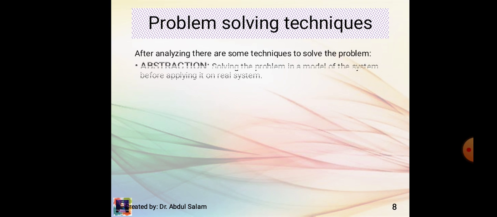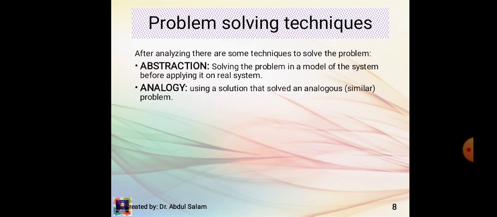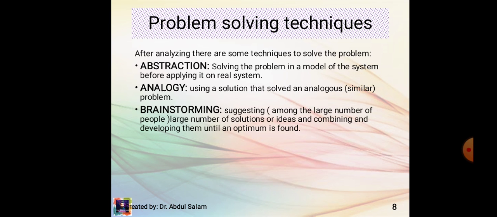Problem solving techniques. After analyzing, there are some techniques to solve the problem. First of all, abstraction. Solving the problem in a model of the system before applying it on the real system. Then, analogy. Using a solution that solved an analogous similar problem. Brainstorming. Among a large number of people, a large number of solutions or ideas are combined and developed until an optimum is found.